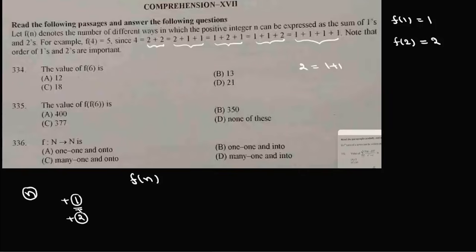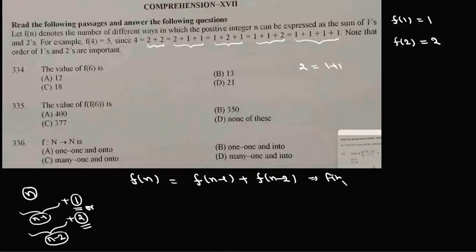If we have 1 in the end, then all that remains is in how many ways we can write n minus 1 in terms of 1s and 2s. So this will be F(n minus 1). If the last number is 2, that means we have to express n minus 2 as the sum of 1s and 2s. So it will be nothing but F(n minus 2). So basically this function follows the Fibonacci sequence.